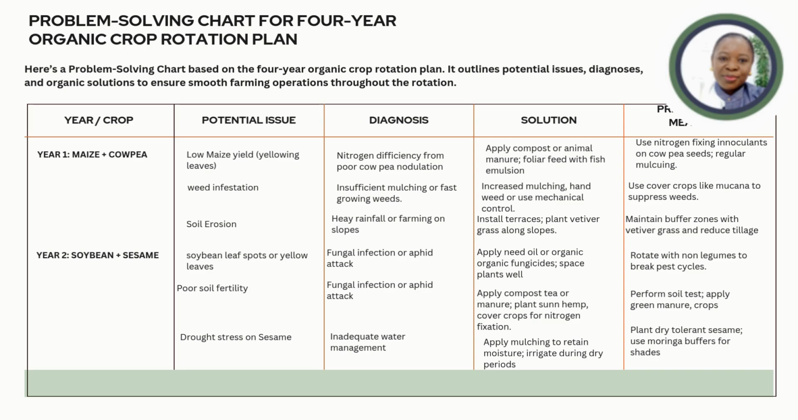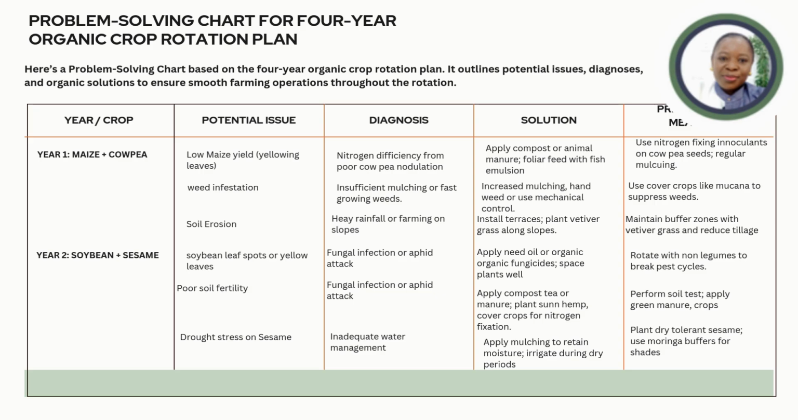Year 2, soybean and sesame seed are the crops. Potential issue: soybean leaf spots or yellow leaves. Diagnosis: fungal infection or aphid attacks. Solution: apply neem oil or organic fungicides and space your plants well. Preventative measures: rotate with non-legumes to break pest cycles.